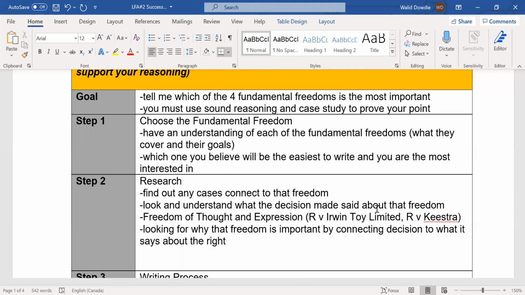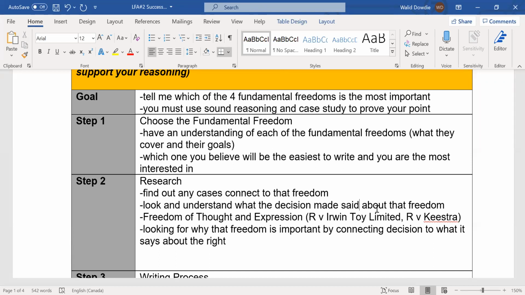Right. So, for example, every single one has a case in your digital textbook. When you go back and look at each individual section, there's going to be a case tied to it. So freedom of thought and expression, it's R versus Irwin Toy Company, and it's also R versus Keegstra. So let's say you chose that one, you would choose one of those cases to make your argument. And again, the textbook will have a little reading section where it breaks down the case, the summary, what was the decision, and why it was made.